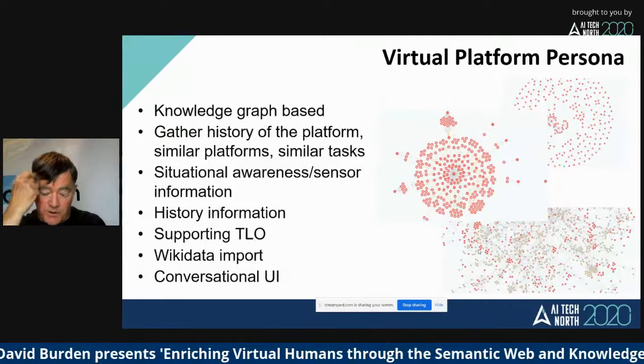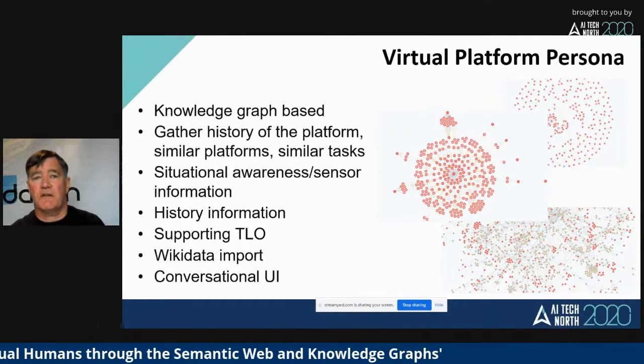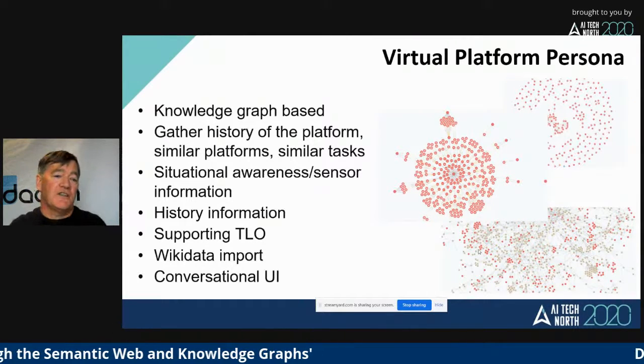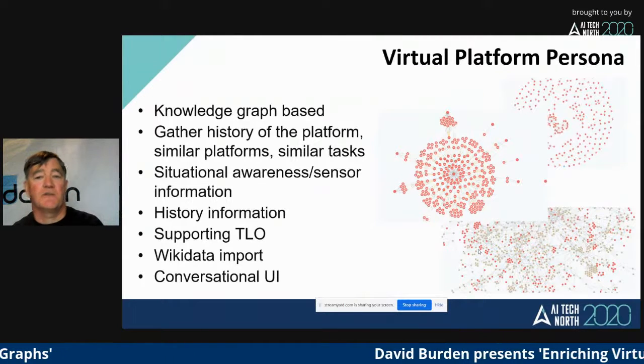The second project we've been doing, one of the big problems we had with the virtual persona is there are huge ethical issues, not least of which is what happens if that person dies, and who then owns the persona.